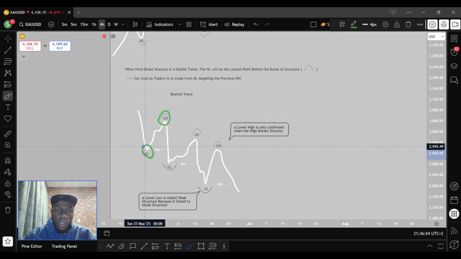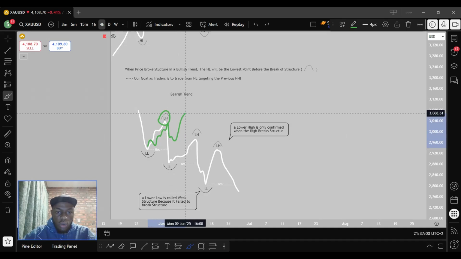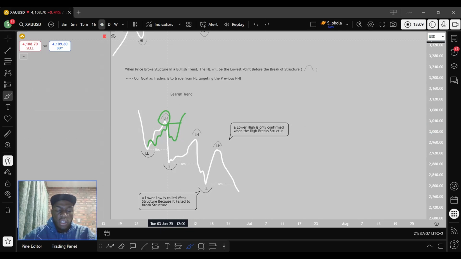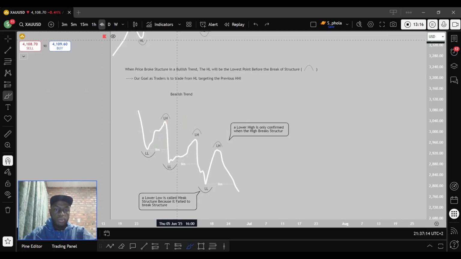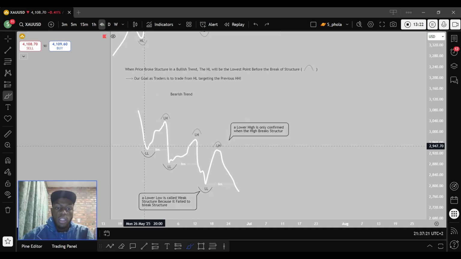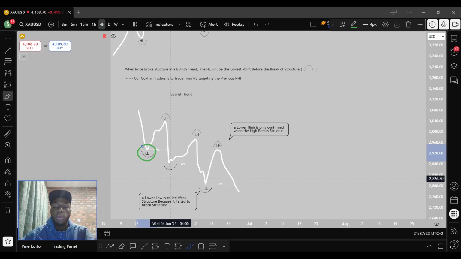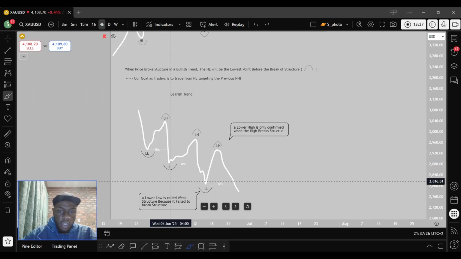You understand? So if it does something like this, and it does this and it continues, this is not a lower high. You can't say, okay, cool, now price changes trends because why? This is not a lower high because it didn't lead to a break of structure, right? So that's it, guys. Your lower high will always be the highest point before the break of the lower low, right?